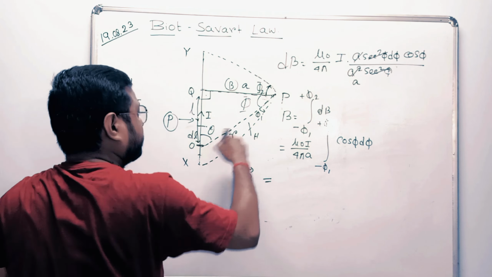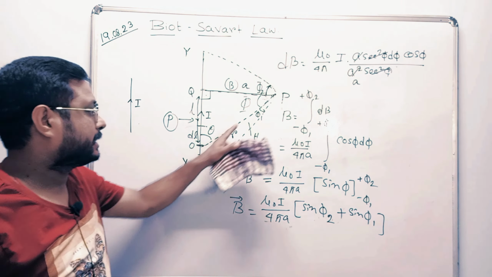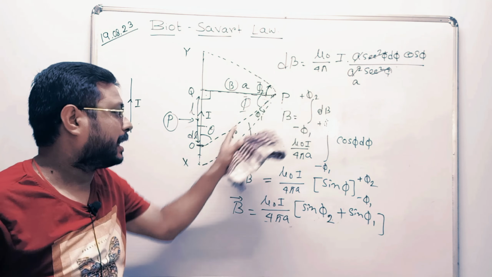So we can finally get the result: mu naught I by 4 pi a, into sin phi 2 minus of minus sin phi 1, which means plus sin phi 1. So this is the magnetic field due to a current carrying wire at a certain point at a distance a, or at a distance r. r is the position vector of P due to the element dl.